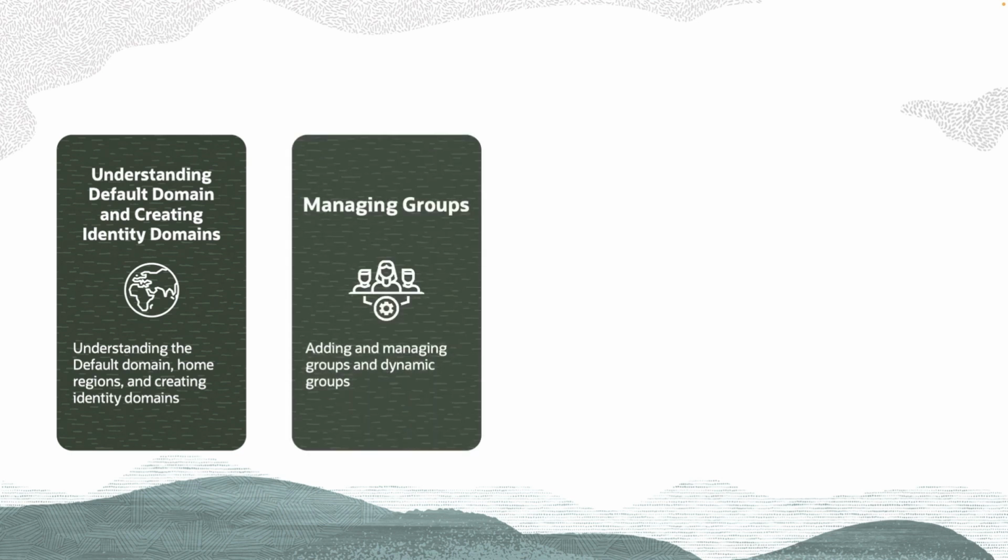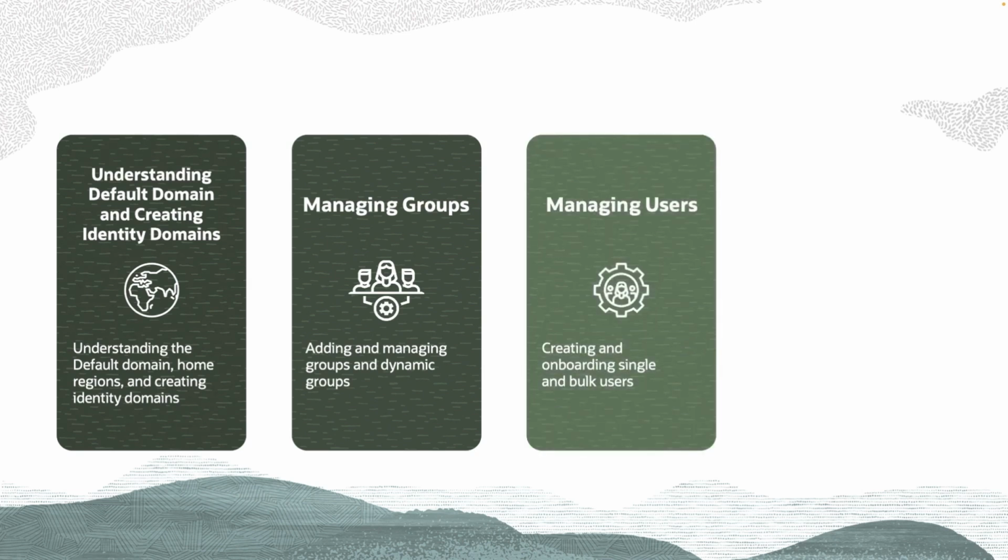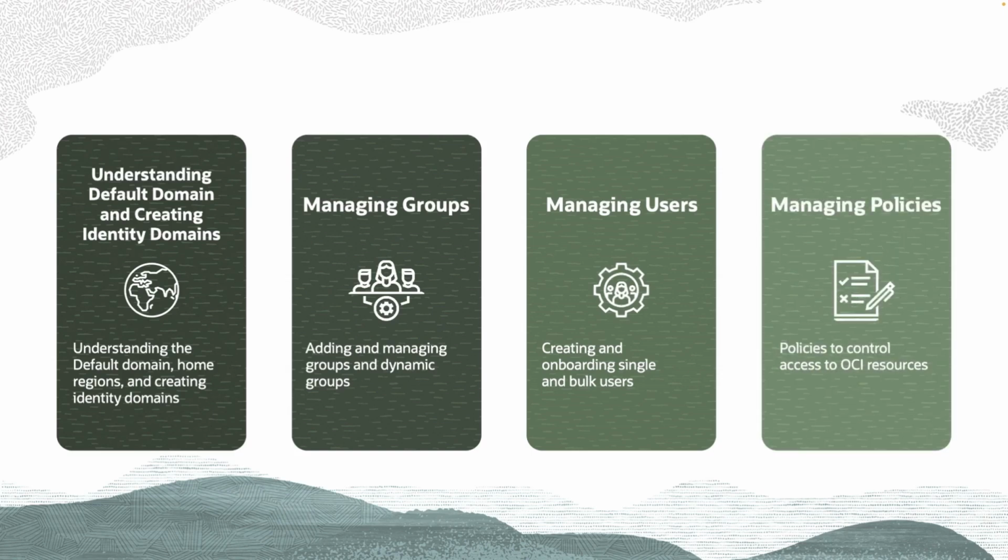Next, we will see how to create and manage groups as well as dynamic groups. Then, how to onboard users using console and other import options. Following the creation of user and groups, we will look at the role of IAM policies in defining permission and access control. So in this module, we will follow the workflow. First, setting up the identity domain, then creating and adding users to the group, and finally using policies to set permission. This module will help you in setting up the key OCI IAM components. So let's get started.